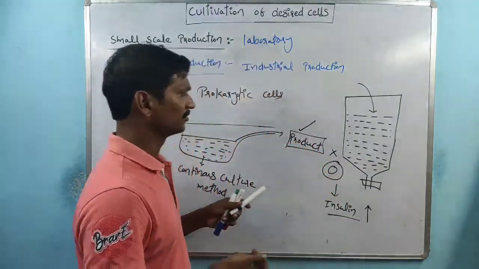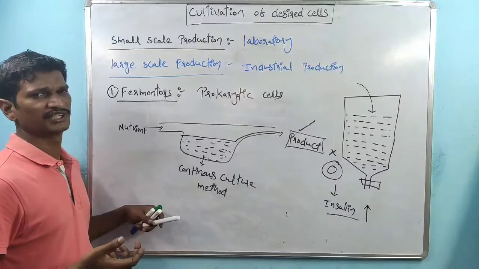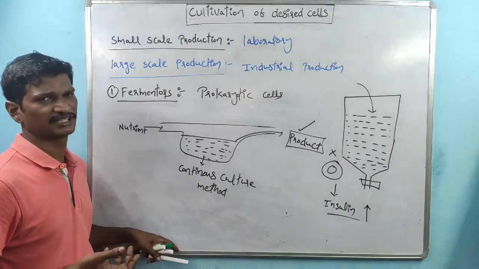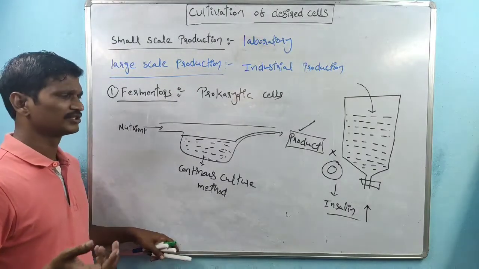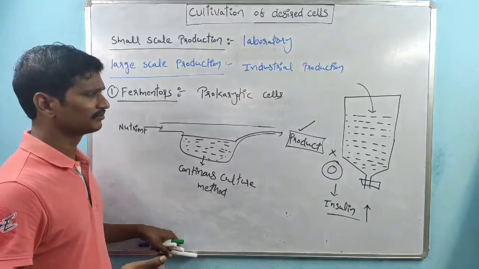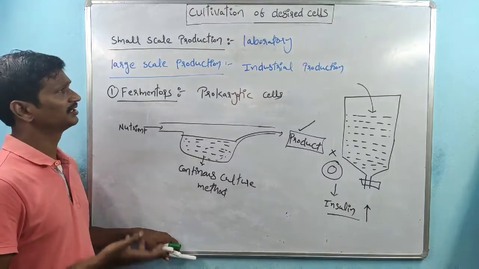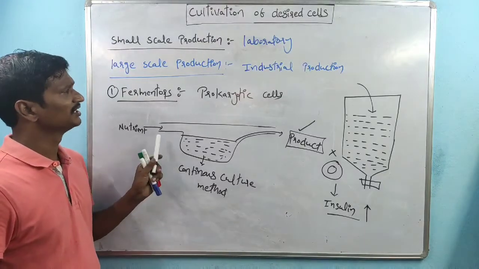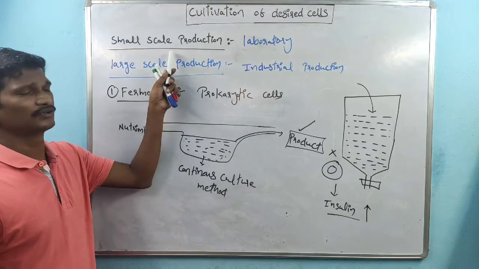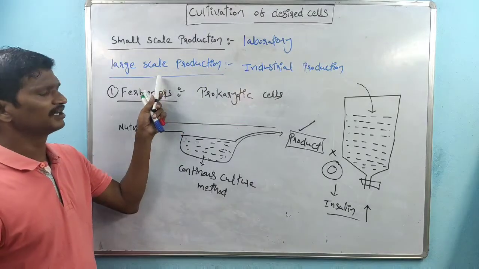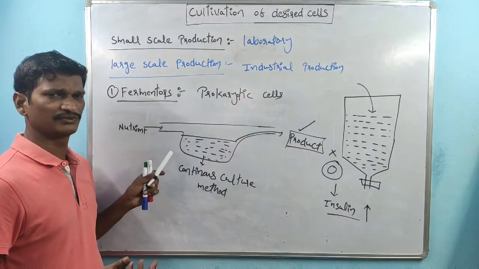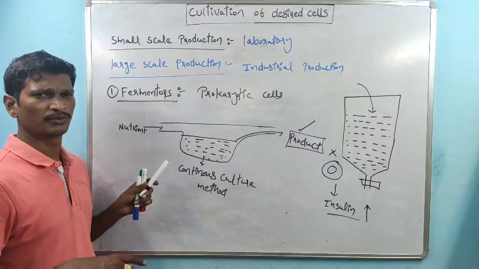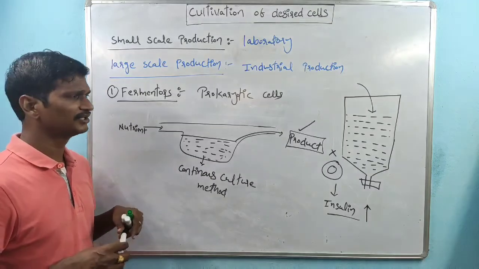Again, we have some other tanks, like the stirred tank bioreactors. Aeration methods are also there. We'll discuss them in the next class: the cultivation of desired cells at small scale and large scale, and the different types of devices used for the cultivation of prokaryotic cells and eukaryotic cells.